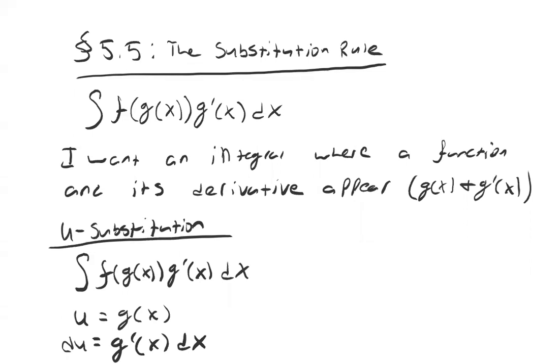Now you'll notice that here I have a g prime of x dx, just like I have here. What I can do is replace this g prime of x dx just by du. What this ends up being now is the integral, where g of x is just u, of f of u du. Now this might be simpler, the idea is we want to do this in order to get something that's a little easier to integrate, that we can just look up in a table or remember our antiderivatives. But let's see some examples here.